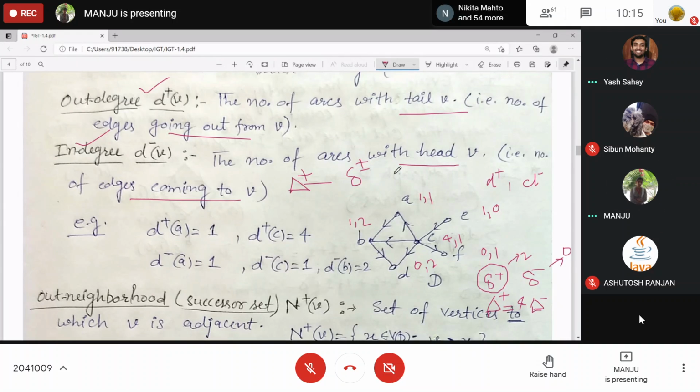Clear? Yes, ma'am. And then for del plus, the minimum out degree is 0. And minimum in degree is again 0. Now the maximum out degree is 4. Minimum in degree, 2. Again I'm making the same mistake. Maximum in degree is 2. Yeah, that is 2. Clear?